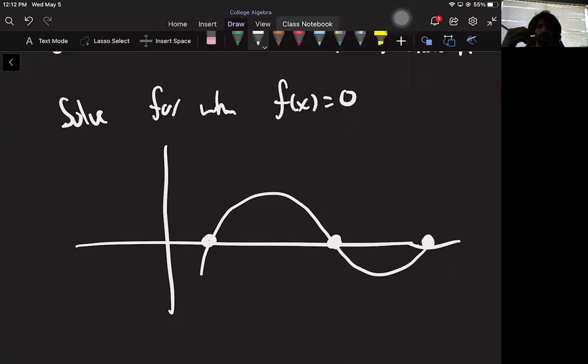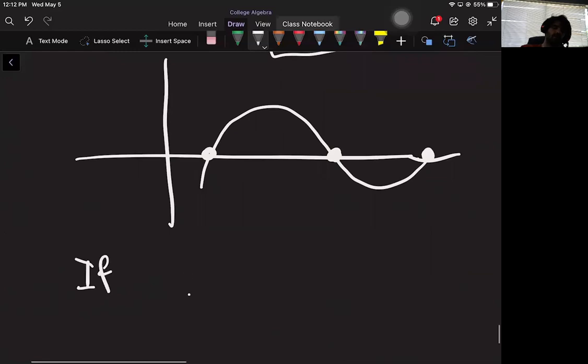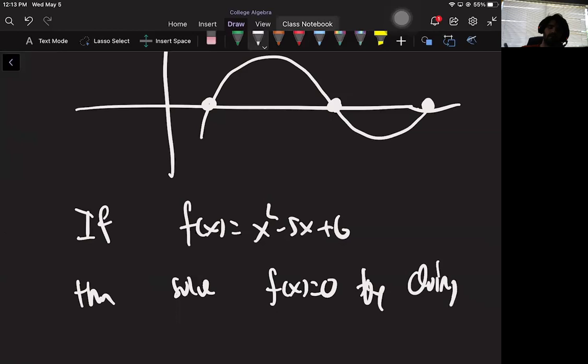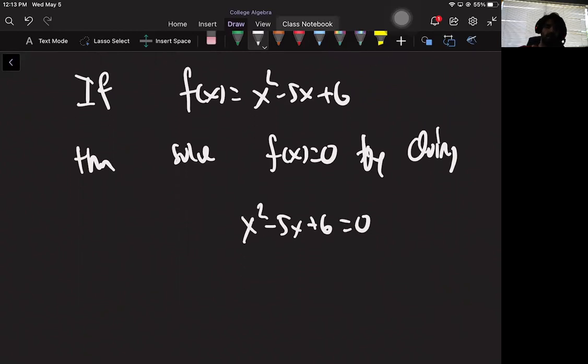And there's a million reasons why you would want to know when a function equals 0, depending on how much more math you want to take and learn. But it's very often useful to figure this out. And so you can use the same techniques. So for example, if this is your function, x squared minus 5x plus 6, then you can solve f of x equals 0 by doing the same thing, by just setting the function part equal to 0 and factoring.